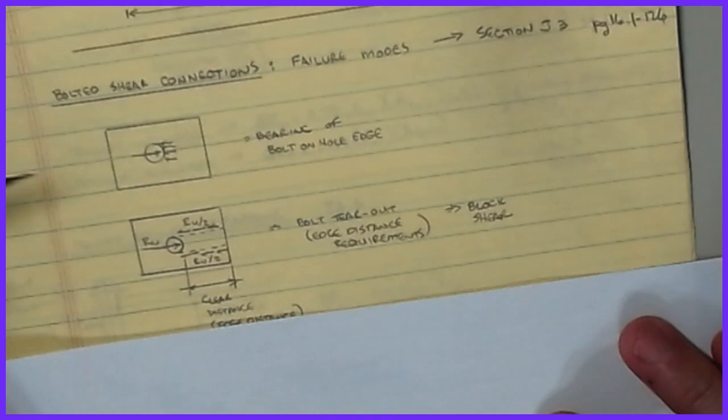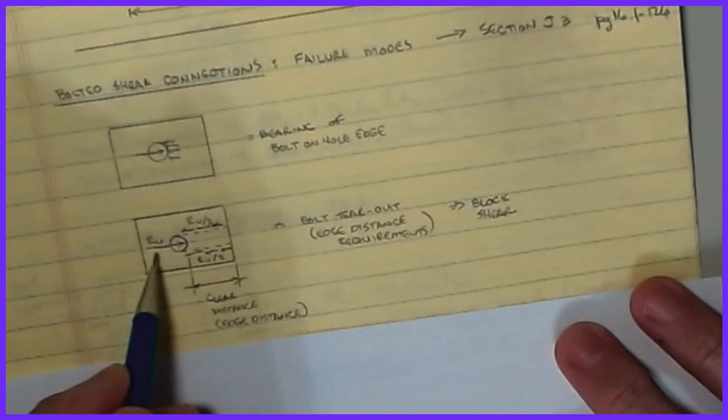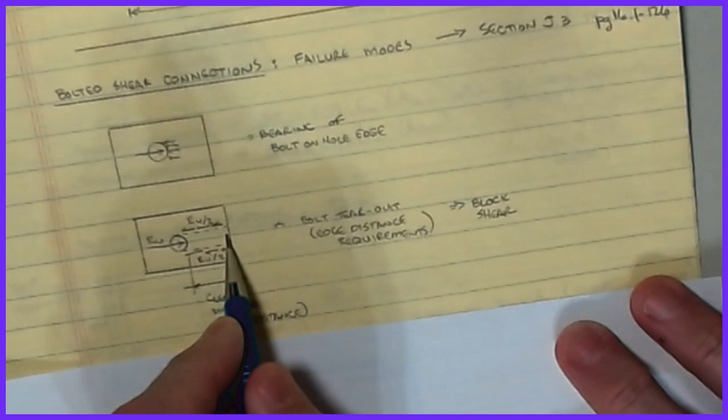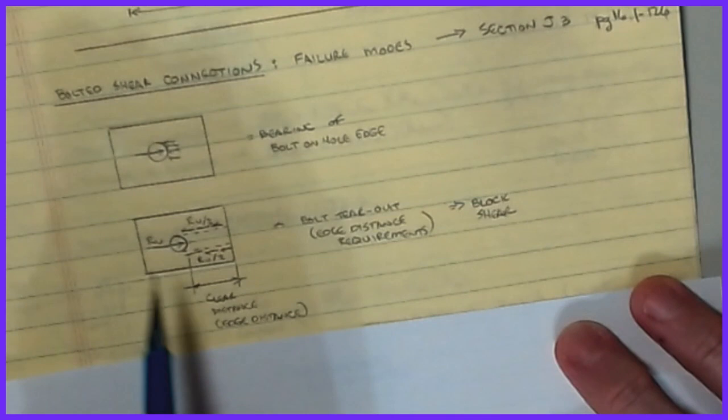There's also the phenomenon where we have a bolt in a hole and I load it in such a way that, generally when the bolt is too small or the plate is too thin, I can literally rip out the piece of material immediately adjacent to the hole. Now, this is different than what we talked about in our last video when we were talking about block shear. This is on a per hole basis, and I rip this chunk out, okay?